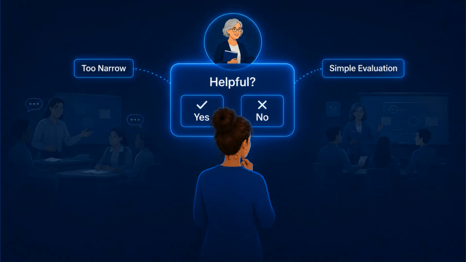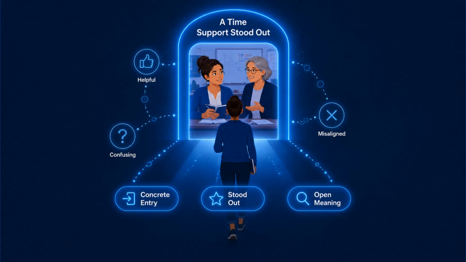A weak interview question would be, was your mentor helpful? That question is too narrow. It reduces support to a simple evaluation. A stronger interview question would be, can you describe a time when support from a mentor or colleague stood out to you? This gives the participant a concrete entry point without deciding whether the support was helpful, confusing, or misaligned.